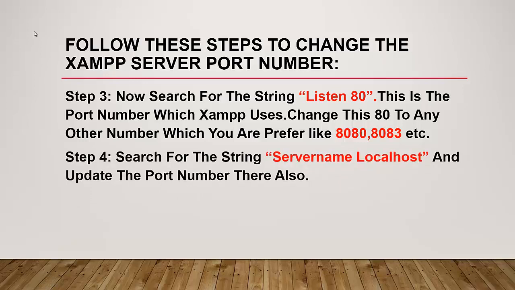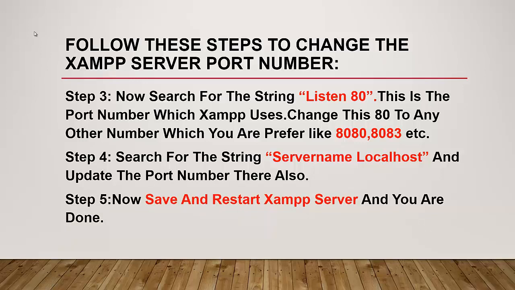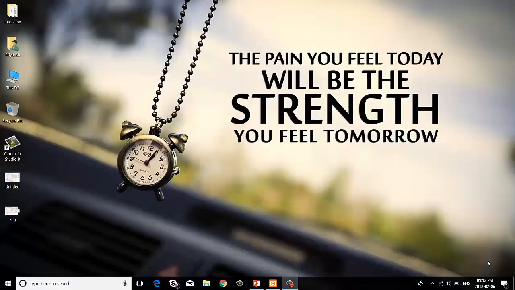Step 4. Then search for the string ServerName localhost and update the port number there also. Step 5. Now save and restart the XAMPP server and you are done. Now I will show you a demo of all the steps.